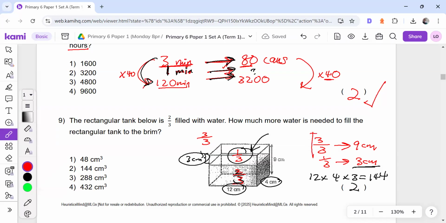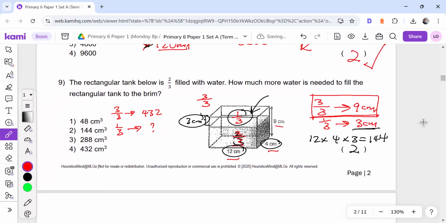The lesson here is using the fraction to refer to the heights of the tank. All right, some of you take 3/3 and then you take 12 times 4 times 9, you go and find the volume, and you get 432. And after that, you go and find 1/3, and then you still must divide. Also can, nothing wrong. But you can also take 3/3, which is the height of the water. So you have two ways of getting the answer. Okay, let's go on to the next one.